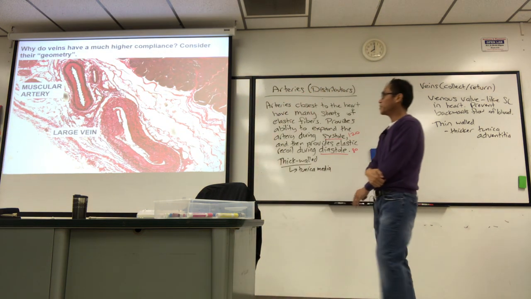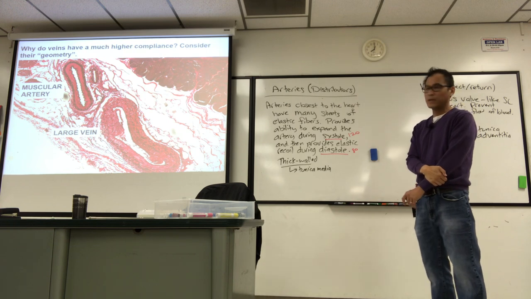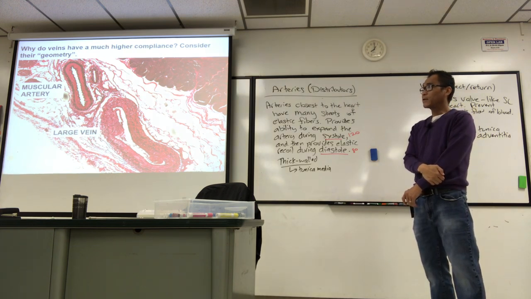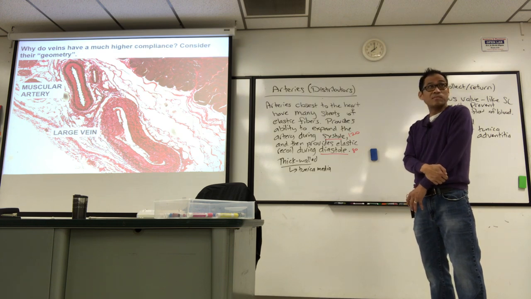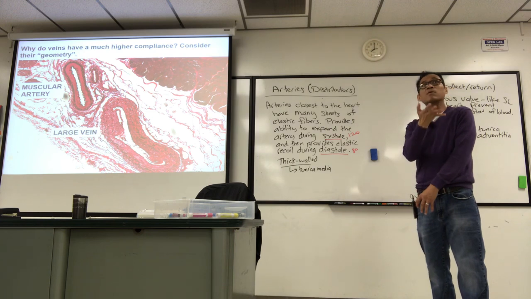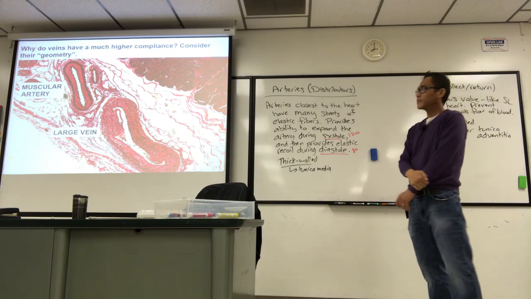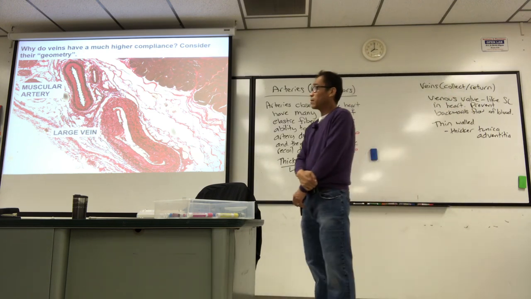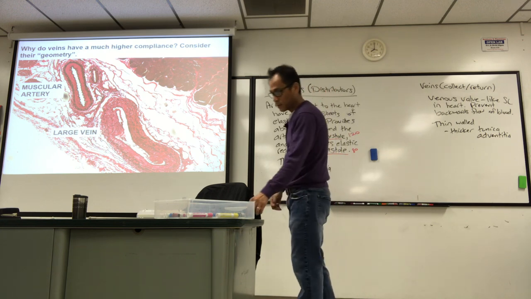So let's look at a picture of these differences. I've labeled it artery, vein. You literally call it large vein. That's the proper term, okay? It's not just vein, it's large vein, because there are small veins. And call it a muscular artery.